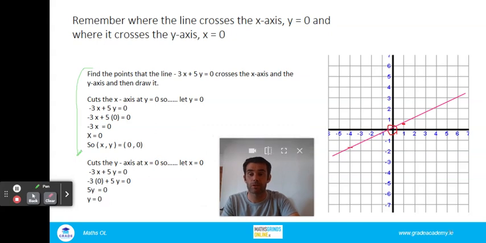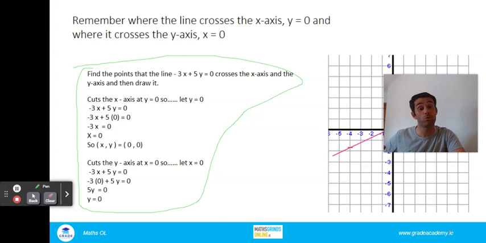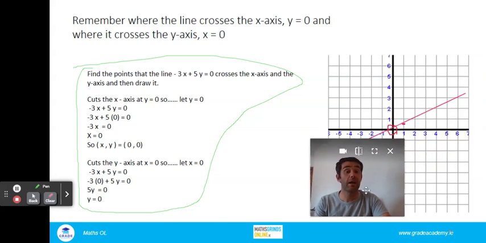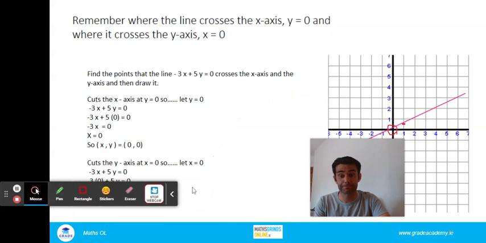The point that I'm trying to get at over here in the text is that more often than not, you can just sub in where it crosses the x-axis, y equals 0, and then you can do the same for when it crosses the y-axis, sub in x equals 0. Get 2 points and draw your line. I just showed you this example here, guys, just in case you had a problem like this with a question and you weren't exactly sure what to do.